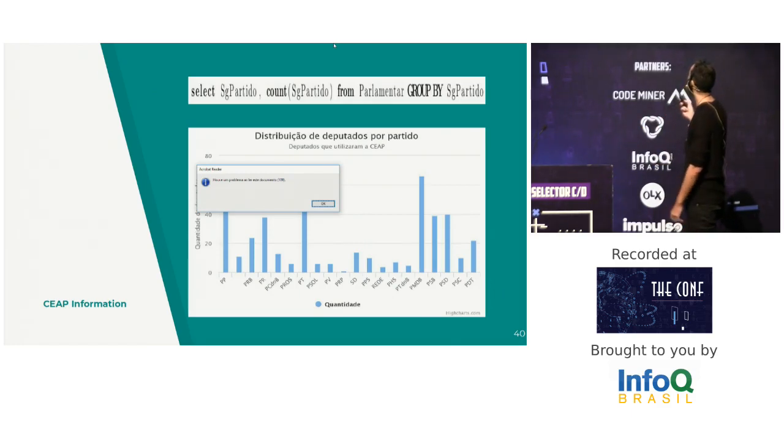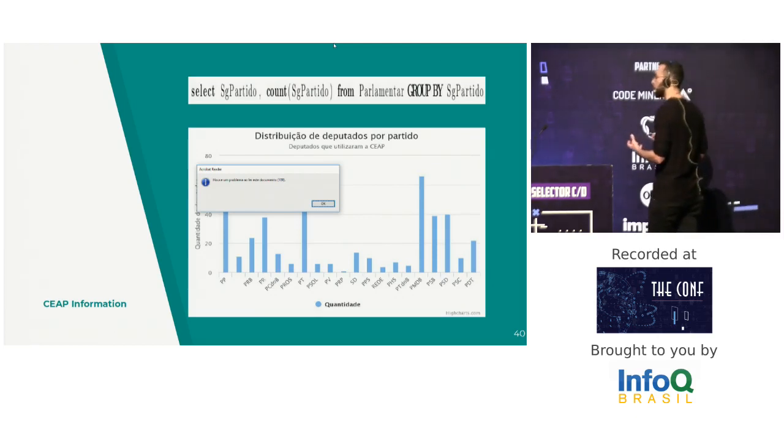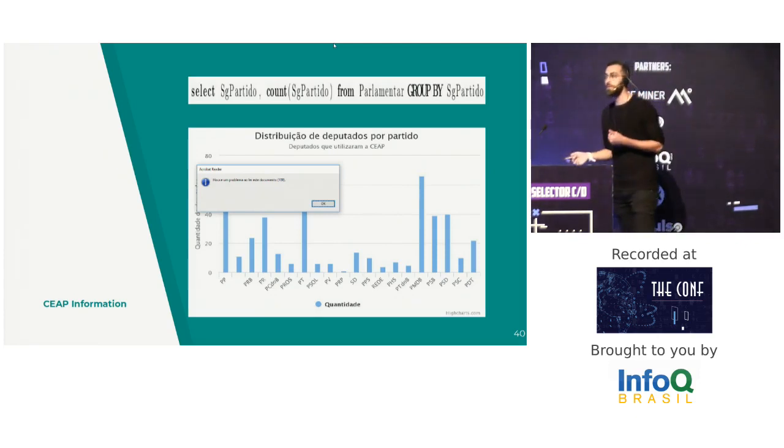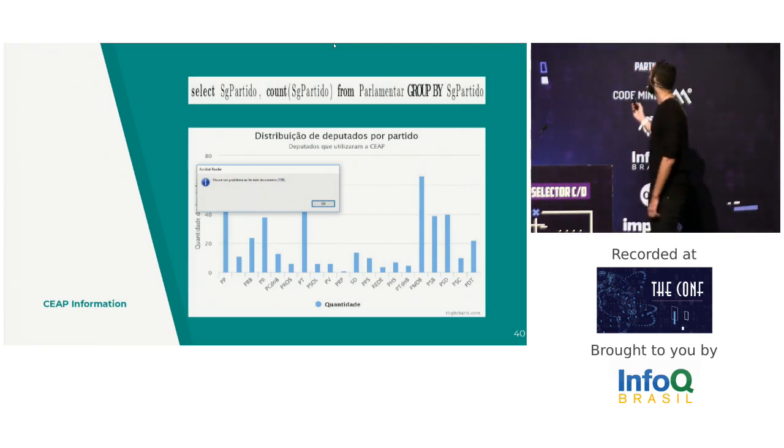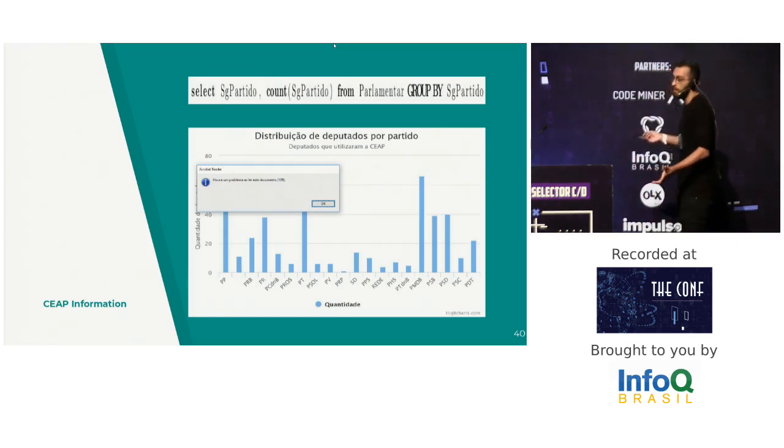So we can see here that PT, we cannot see because of this, but PT, PMDB, and PP were the political groups with the deputies that use CEAP the most. I think that we can assume that it's because we have more deputies from these political groups inside the Chamber of Deputies. It may not be that, but I think we can assume that. But also, it is useful information.